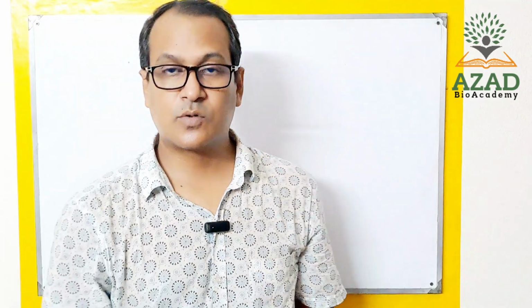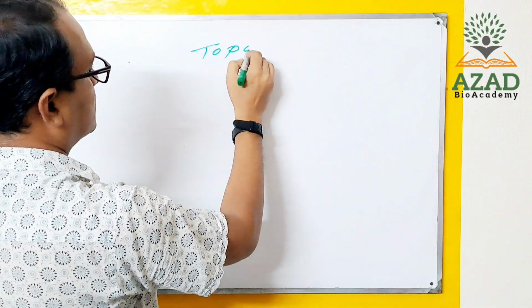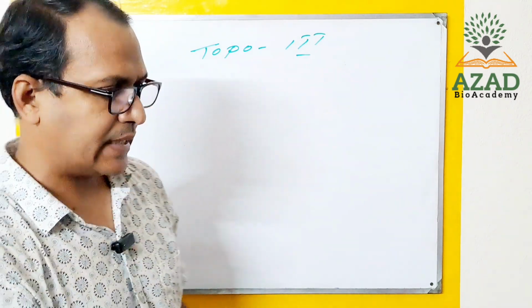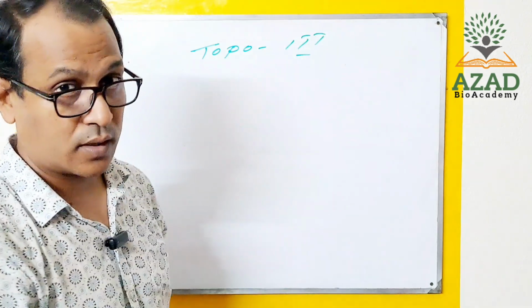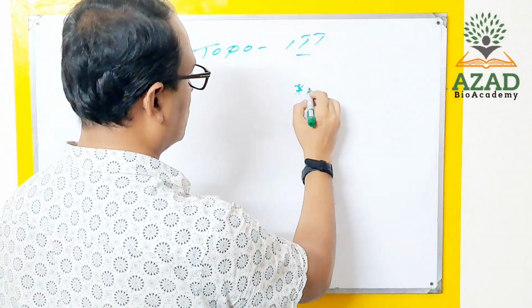Now topoisomerase 3. Actually, its function is identical to topoisomerase 1, and its nature is also like that. So it is also monomeric.